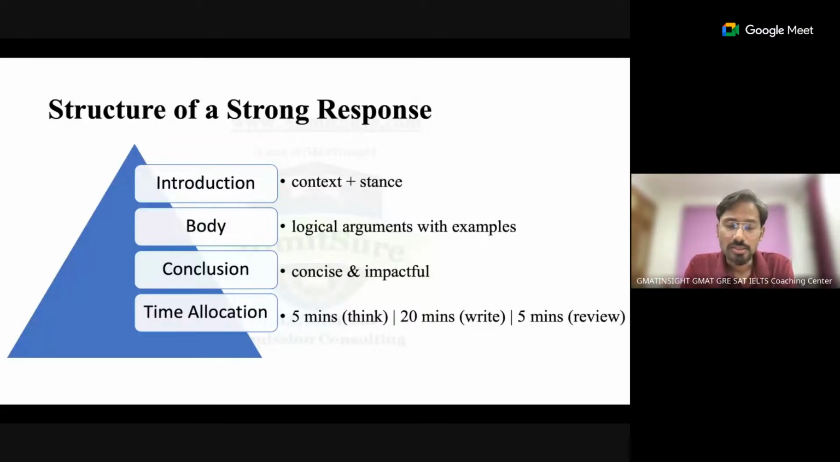There are several structures that I'm just stating. If you want, you can just take a note of it. If there is any question, you can just keep yourself unmuted and then you can ask me about it.